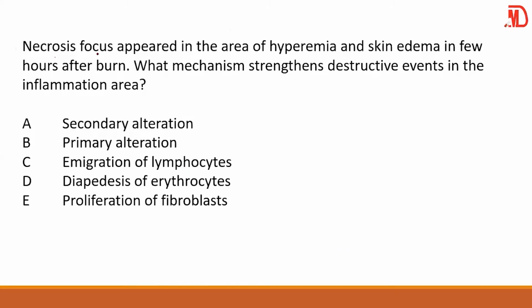We have necrosis focus, which appeared in the area of hyperemia. When we say hyperemia, too much what? Blood at that area. So the place becomes what? Reddish. And skin edema. Again, we are having what? Edema. That means accumulation of fluid at that area. In few hours after a burn. What mechanism strengthens destructive events in the inflammation area? So obviously, there is what? A problem with what? With microcirculation. Why? As a result of the burn.